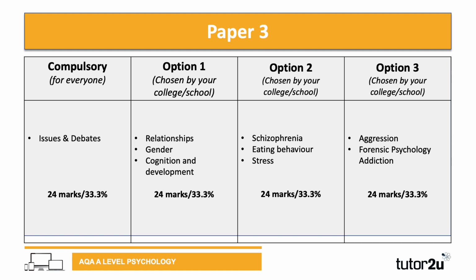The option 2 is out of schizophrenia, eating behaviour, and stress. And your option 3, you can see there, aggression, forensics, or addiction. And again, each section here, because you've got 4 sections, is worth 24 marks. Again, it's a 2-hour paper, so roughly half an hour on each section here.